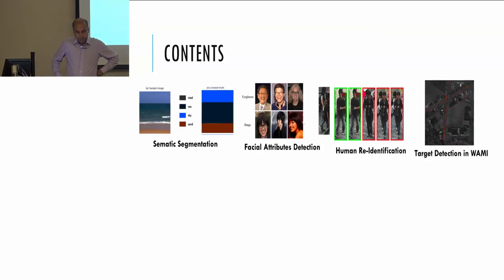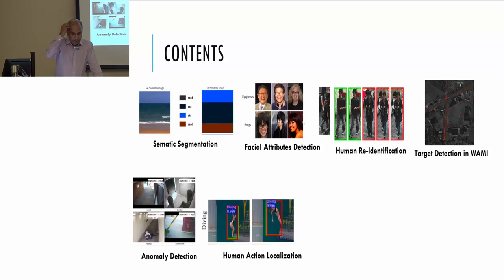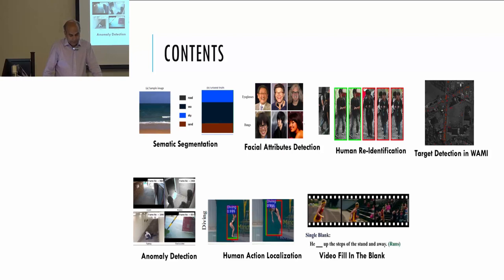The fourth topic is, given a drone video, we want to detect targets like vehicles. Then I'll talk about a method we have for detecting anomalies in a video when something unusual happens. This will also be in CVPR. Then we move on to an ICCV paper, where we recognize and localize actions. Next, we'll use language and video together: given a video clip and a sentence with one word missing, we will find the missing word. That's why we call it video fill in the blank.